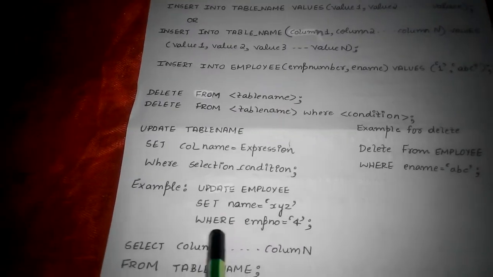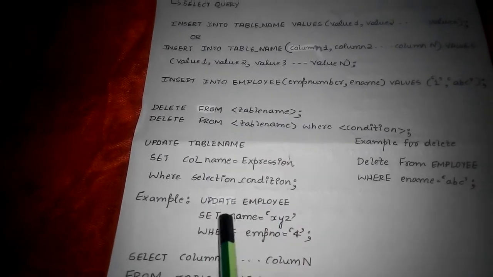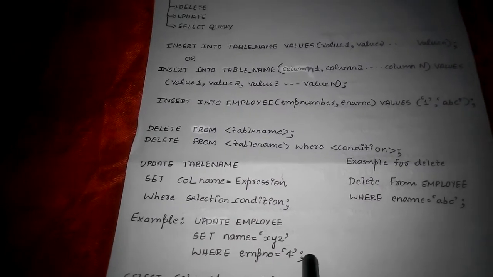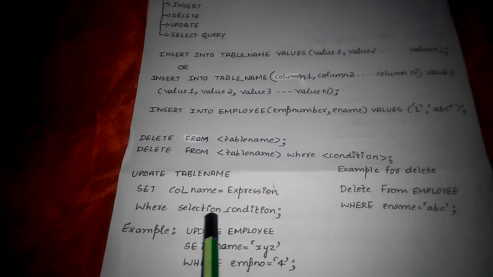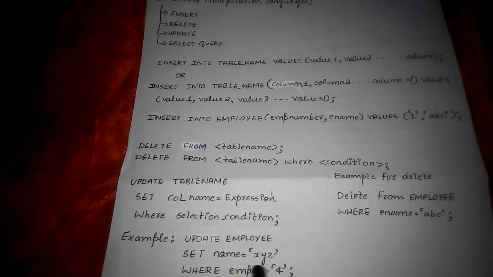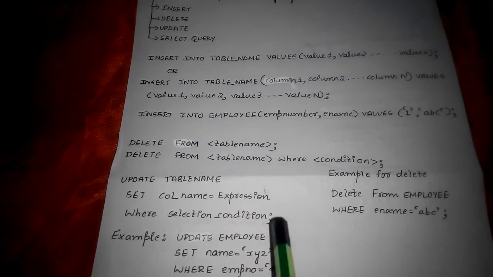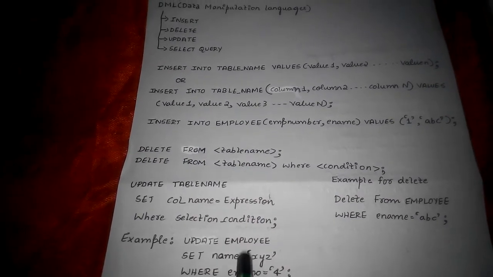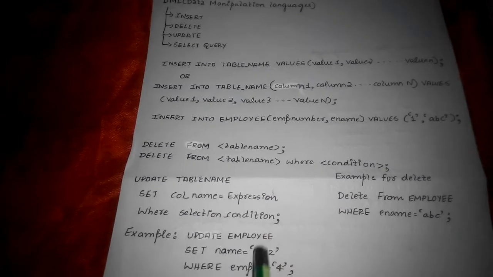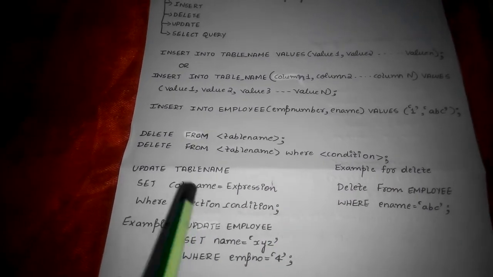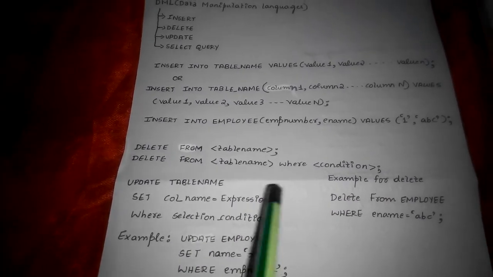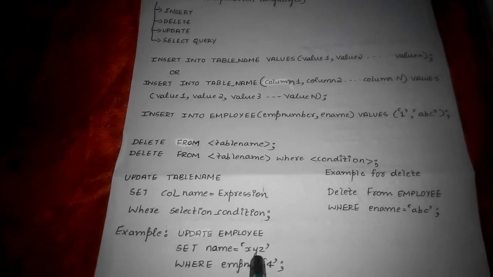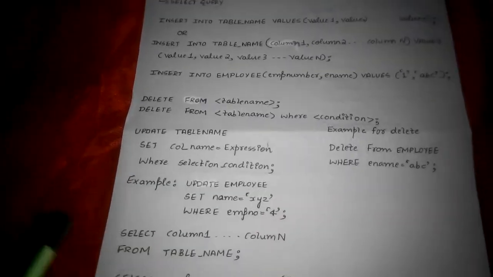Now here I have taken the example of employee again. Update employee, set name equal to XYZ where employee number equal to 4. That is, you are changing the employee number 4. Remember that whenever you are trying to set something which is a primary key, it should not be matching. That is, if a value already exists for employee number, for example employee number 4 already exists, and you are again trying to insert 4, then it is not acceptable because primary key value cannot be the same as it is unique.